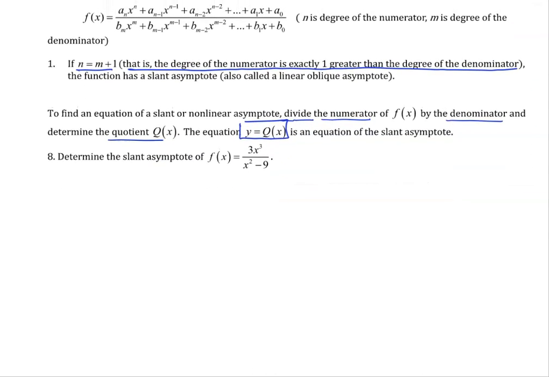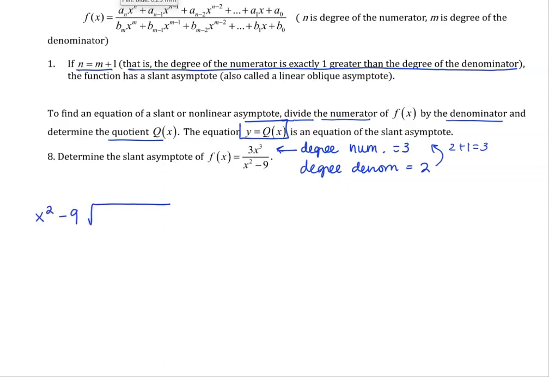So for example, in number 8, we can see that the degree of the numerator is equal to 3, and the degree of the denominator is equal to 2. Because the degree of the numerator is exactly 1 more, if I take 2 and add 1, I get 3. Now I know that it has a slant asymptote, and to find the slant asymptote, we're going to actually do this division. So I've set up my long division. What we get at the top, the quotient, will be a part of our answer for our slant asymptote.